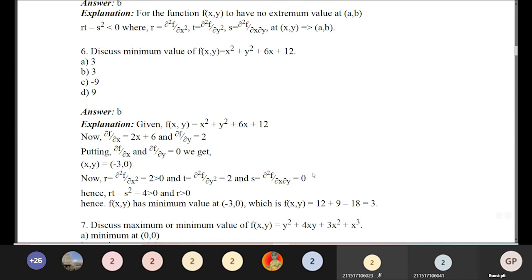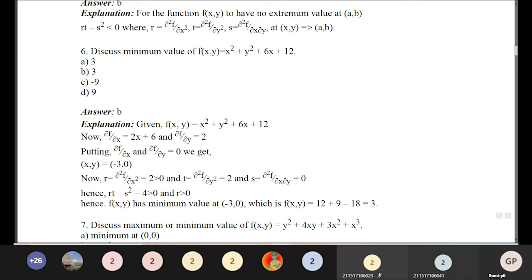So I hope you understand this. In this particular problem, what are the things you understand? You will be given a function. First, you have to find the stationary point. How to find the stationary point? Differentiating with respect to x and with respect to y partially and taking both equal to 0, you will get the stationary point or points. For each and every point you have to test RT minus S square. If it is greater than 0, and R also positive, then the given function has a minimum at that particular point.